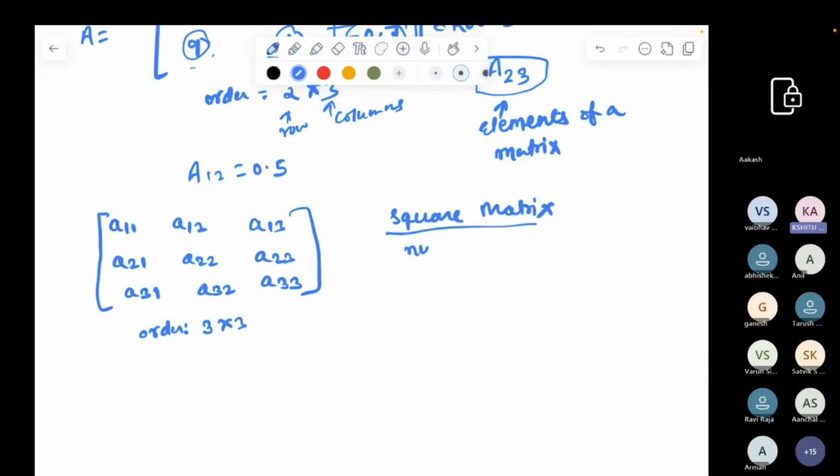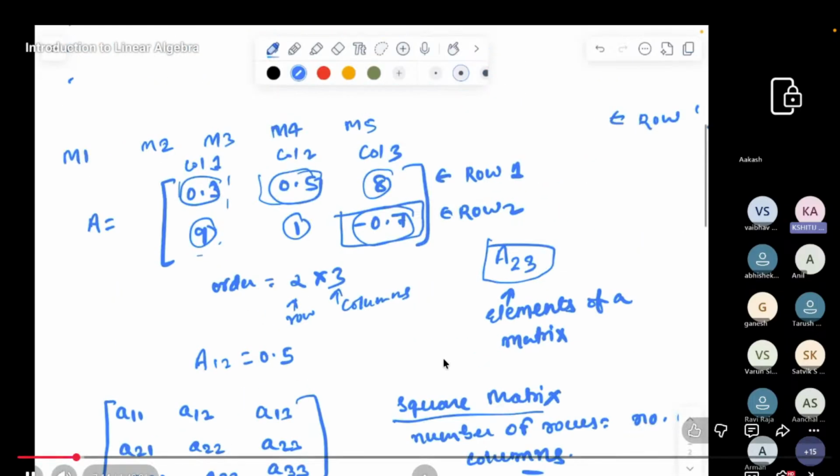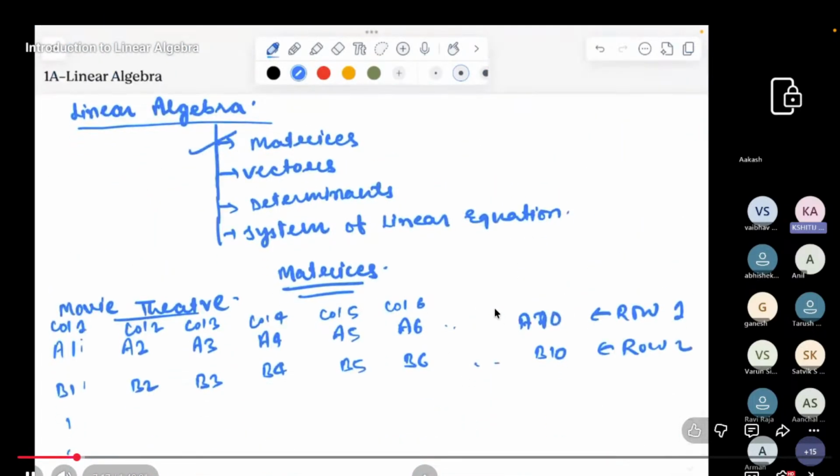So basically, number of rows equal to number of columns, right? So these matrices are called square matrices. Okay. Now there is another kind. I think we have defined matrices. Now let us define vector.